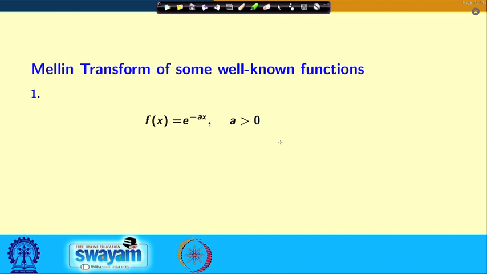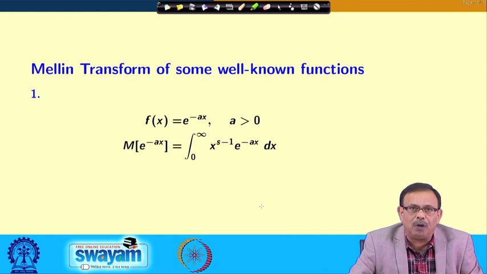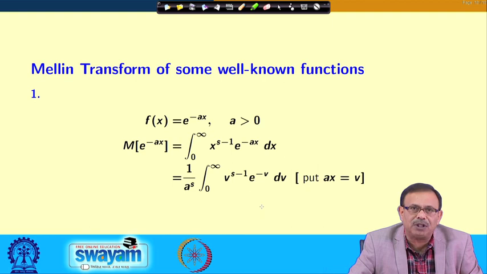Your function is given like this, f x equals e to the power minus a x. So, whenever I am taking the Mellin transform from the definition, as we know, 0 to infinity x to the power s minus 1 into f x dx. Here your f x is e to the power minus a x, so that I will obtain 0 to infinity x to the power s minus 1 e power minus a x dx. So, put a x equals v, then this integral will be transformed to 1 by a to the power s, 0 to infinity v to the power s minus 1 into e power minus v dv. And this integral 0 to infinity v to the power s minus 1 e power minus v dv is nothing but gamma s. So, the result is gamma s by a to the power s. Therefore, the Mellin transform of e power minus a x is equal to gamma s by a to the power s.